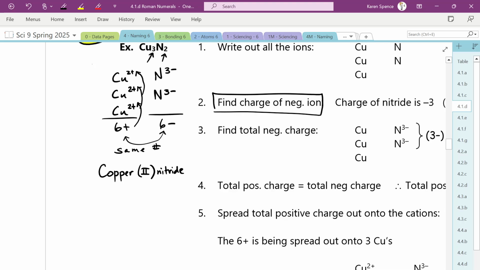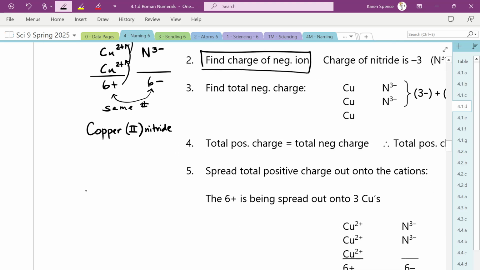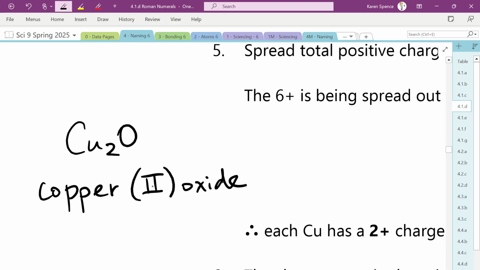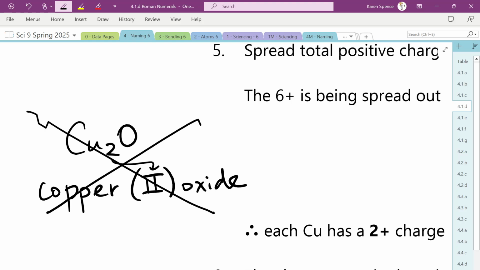Just be careful. Sometimes people get careless and they say, I have, let's see, Cu2O, and they say copper 2 oxide. Is that correct? Does that 2 come from that number? No. You have to figure out the charge. It's a little bit tiresome, but you can do it. Some of you will get good enough to do it in your head. That's wonderful if you can, but if you can't, just write it out. It won't be that bad.